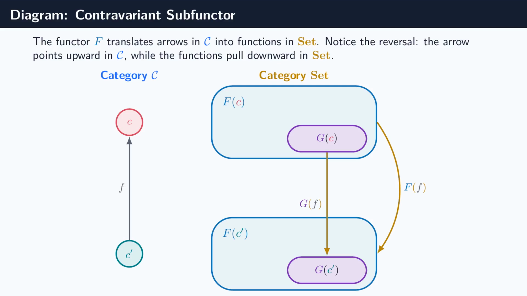In this diagram, the category C is on the left and Set is on the right. Notice the reversal. The arrow in C points one way, while the corresponding functions between sets pull the selected data the other way. The purple sets are the smaller chosen parts. The message is that the smaller action G of f is not new. It is the big action F of f, restricted to the purple world.